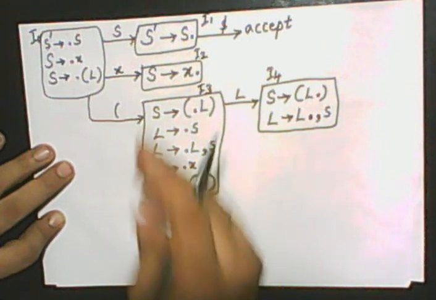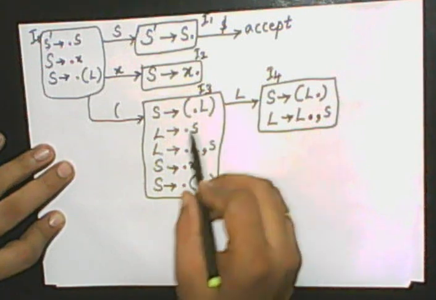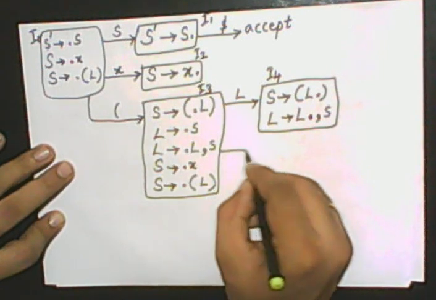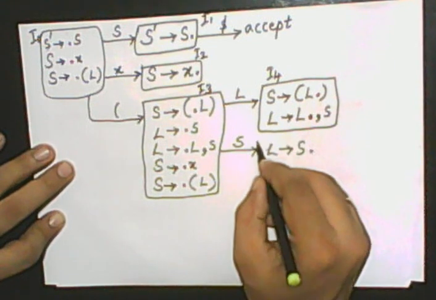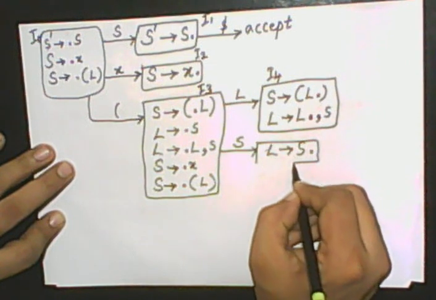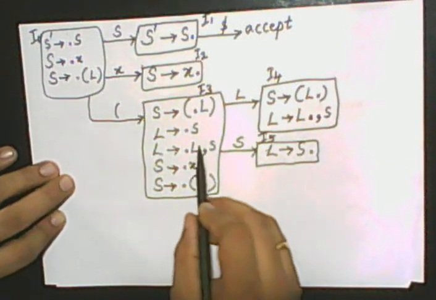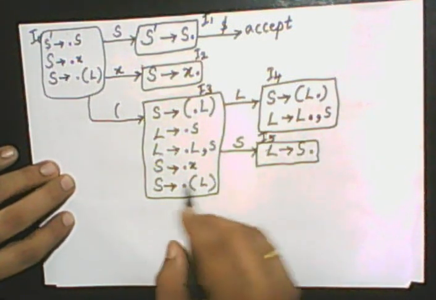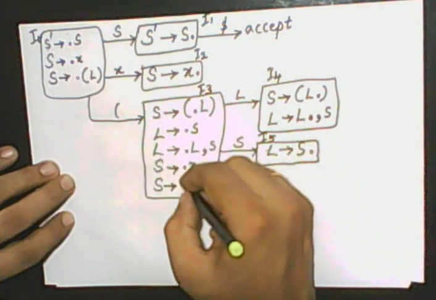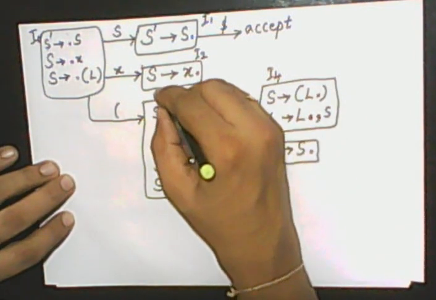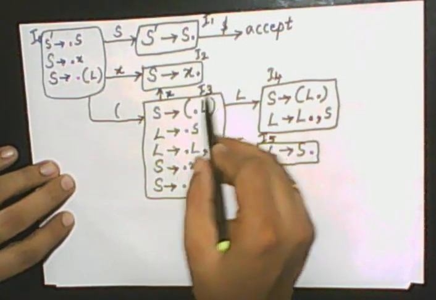Okay, now here after L you can have an S transition, that is here on S, L gives S dot, which is a final item. You can consider that as I5, and you can have an X transition. So on X it goes to I2. You already have an item here, so you can mark the transition here. So I3 on X goes to I2.